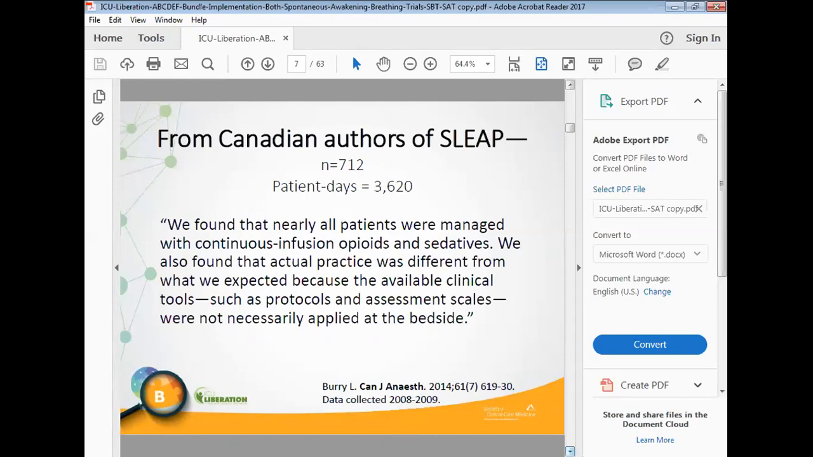Basically the author says that we found nearly all patients were managed with continuous sedation, infusion of opioids and sedatives. We also found that the actual practice was different from what's expected because the available clinical tools like protocols and assessment scales were not applied. So we have sedation protocols, we have sedation tools, we have assessment tools, but the truth is they are not that applied. And patients generally are sedated.